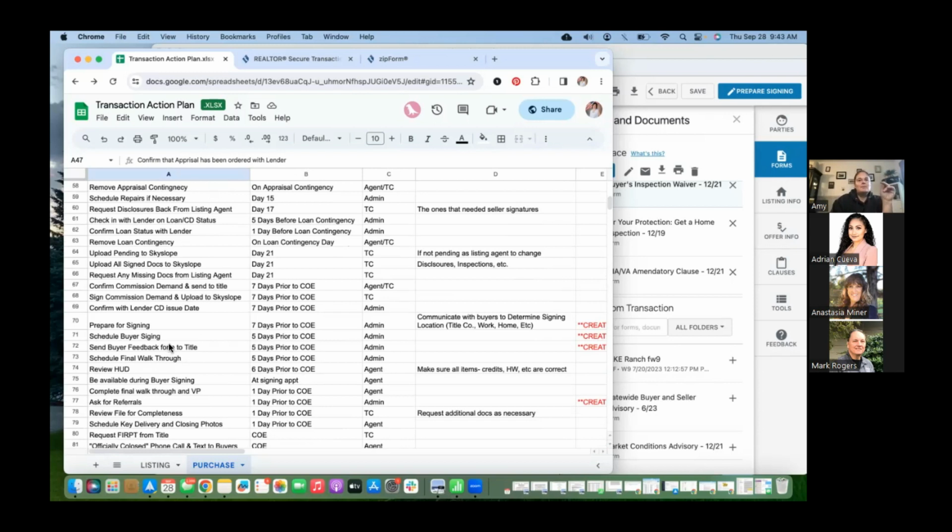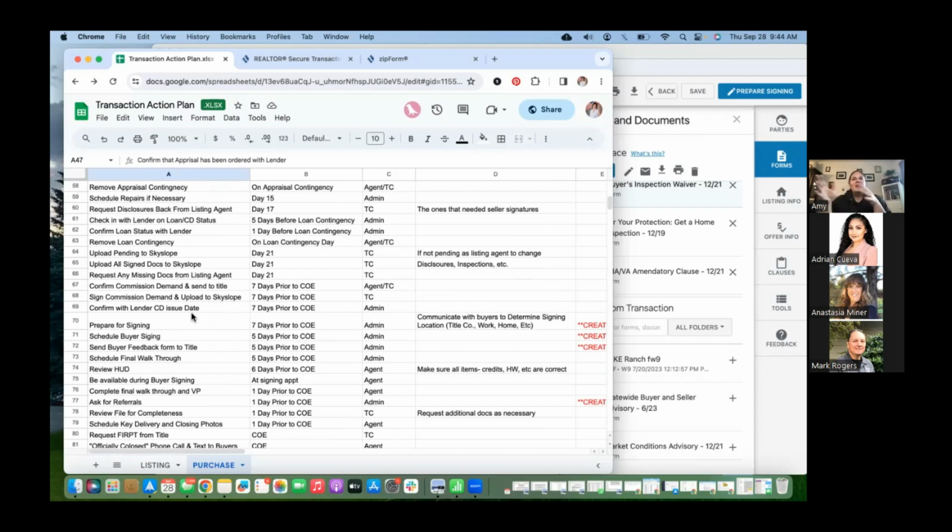Also, 7 days prior to the close of escrow, we're going to confirm with the lender on the CD issue date. So that's that closing disclosure. So the closing disclosure needs to go out 3 days before the buyers can sign, which is why I'm saying, hey, 7 days prior to the close of escrow, we're trying to make sure that that CD has been issued, because that's going to mean like 4 days out, we can start thinking about signing.